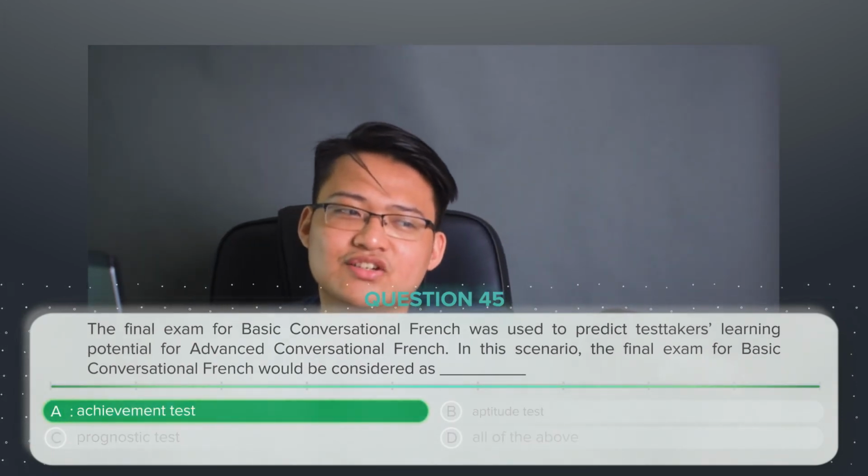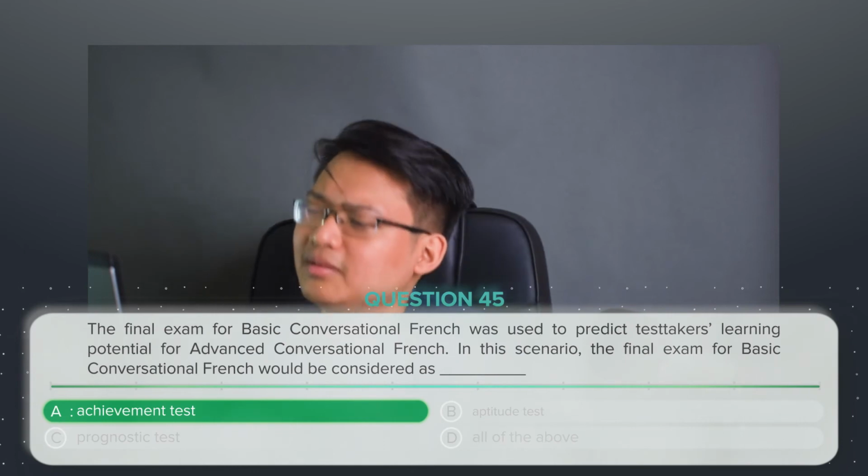The correct answer is letter A. Achievement test. So, in this regard, ba't ganun, sir? Di ba pag potential dapat aptitude? Ba't hindi aptitude? Well, in this regard kasi, yung basic conversational French, ginamit siya as a final exam. Therefore, ginamit siya as a way to identify students' achievement dun sa basic conversational French. However, it was also used as a predictive factor in learning potential for advanced conversational French.